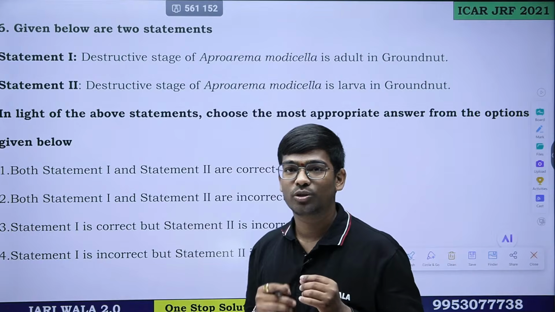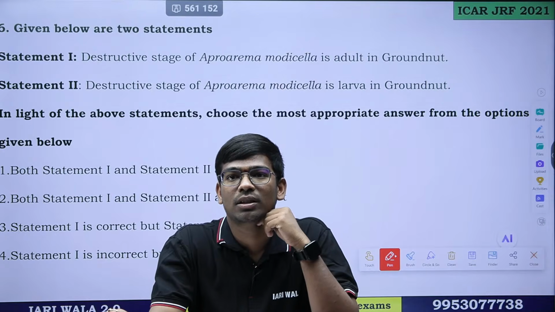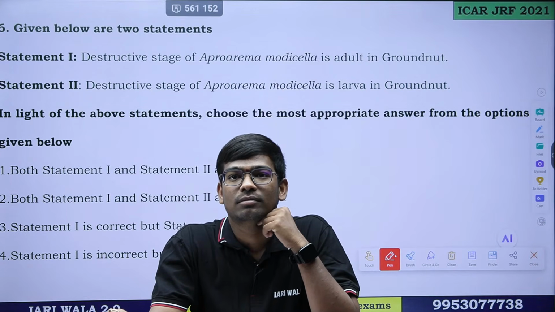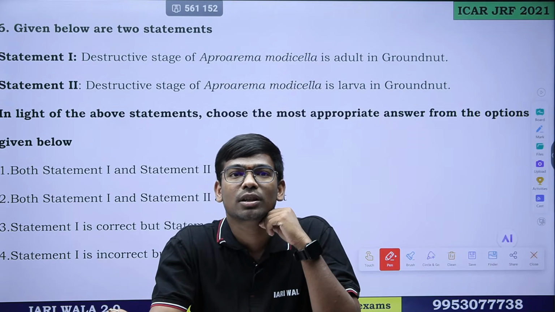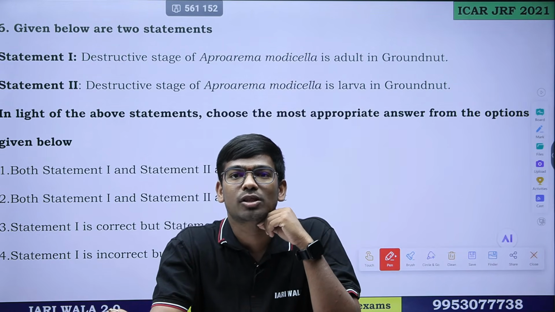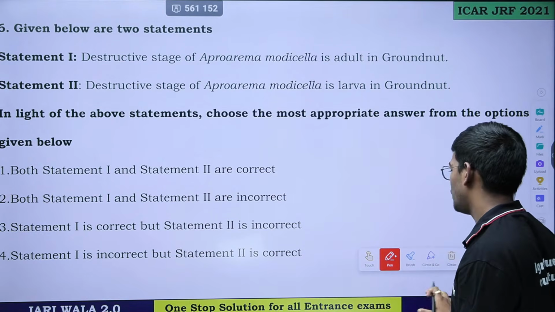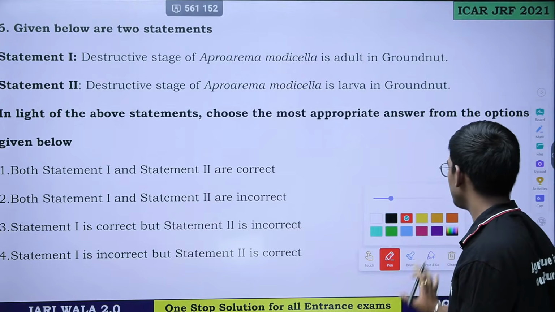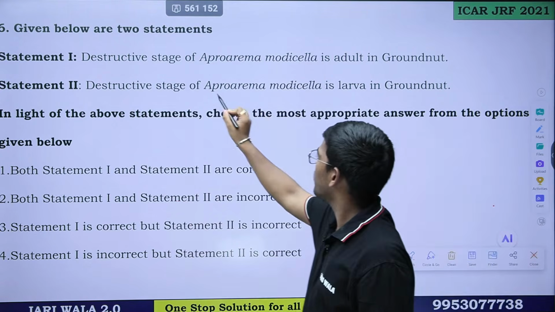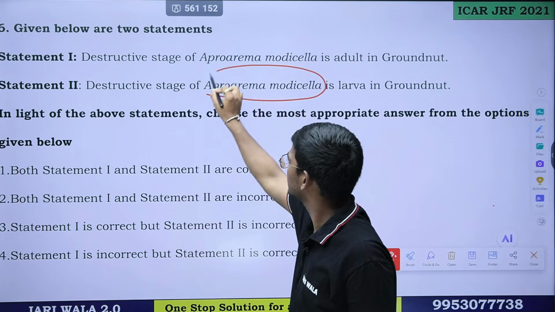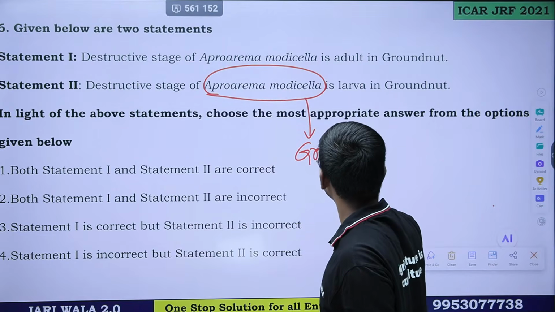So for this you should know the biology, the damaging stage. Again one person said maggot damaging stage. Yes, option is D, good. Statement 1 is incorrect but statement 2 is correct. So Aproaerema modicella, it's nothing but groundnut leaf miner.